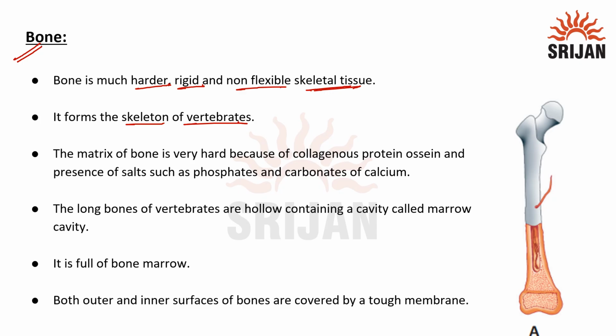Talking about the matrix of bone, the matrix is very hard, and this hardness is because of the presence of the collagenous protein ossein and also the presence of salts like phosphates and carbonates of calcium. Now, long bones have a hollow cavity inside them, called the marrow cavity, and this marrow cavity is filled with bone marrow. Both the inner as well as the outer surface of the bone is covered by a very tough membrane.